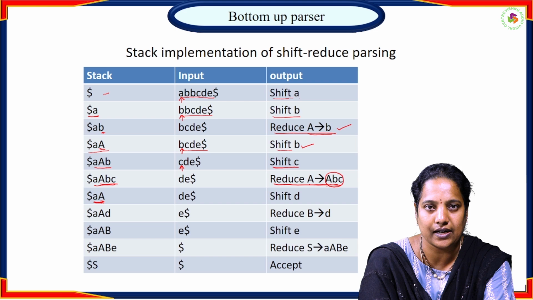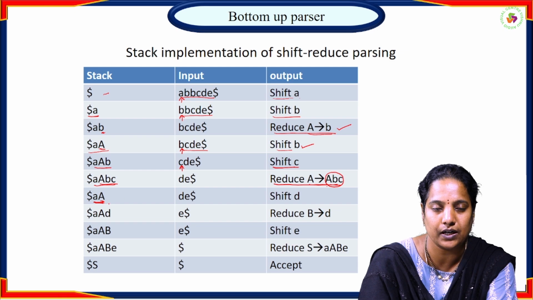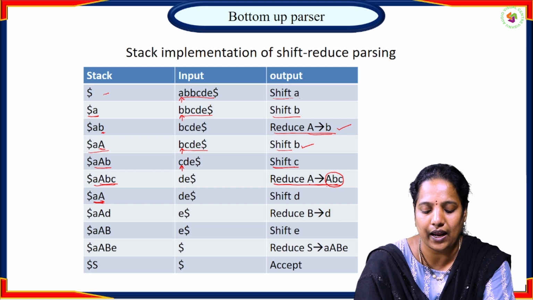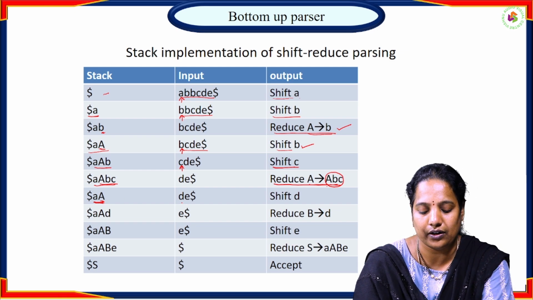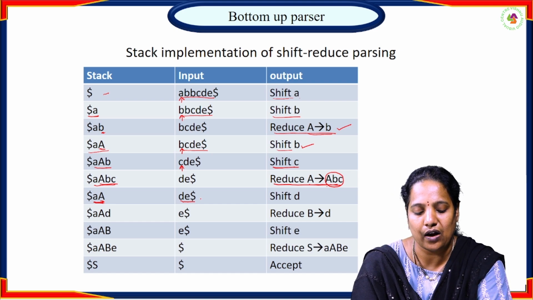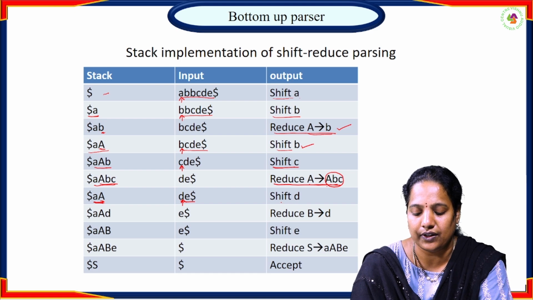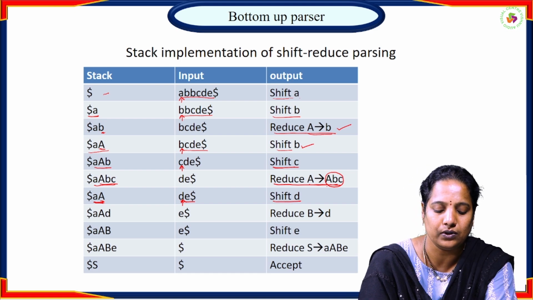The next stack contents are A followed by A, because in place of ABC, due to the reduce operation, we have inserted A. Then A followed by A is the stack content, and your input is D followed by E followed by $. Then is A a handle? No. If it is not a handle, what do we have to do? Shift the next input symbol. What is the next input symbol? D is the next input symbol. Then we need to shift D onto the stack.